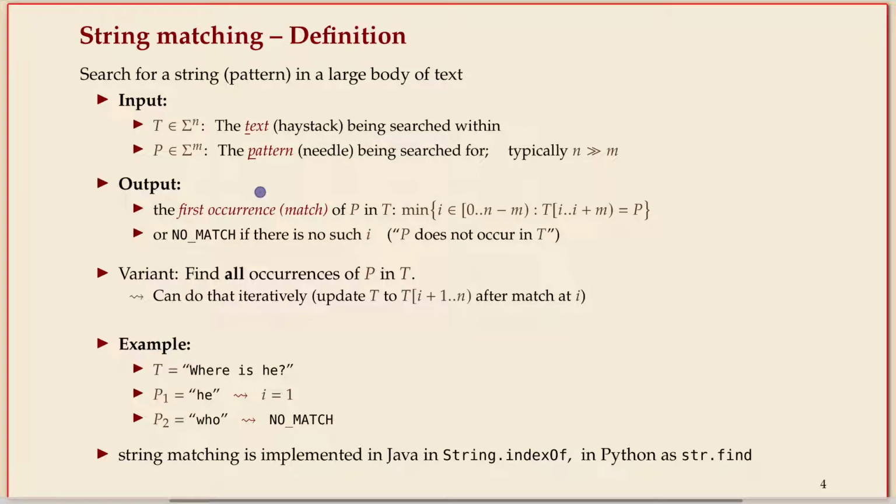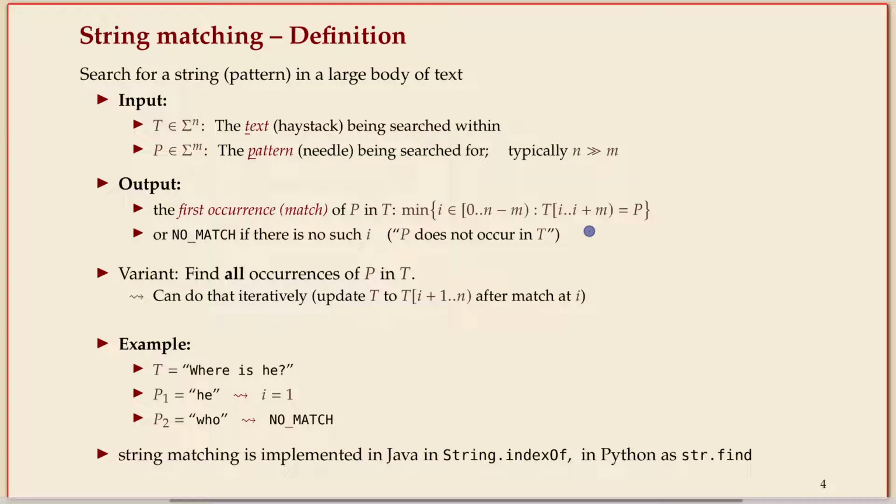Now for the output, this is a little ambiguous. So what we define here is we want to find the first occurrence or the first match of the pattern in the string. So that's formally the smallest index i, so that the pattern occurs starting at this position i in the text. All right.